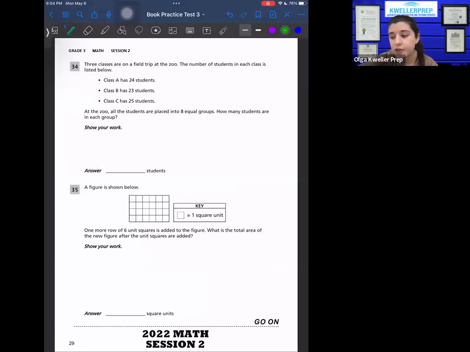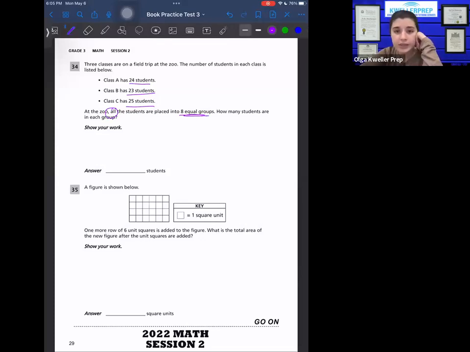Okay, so with the short answers, our strategy changes a little bit because we don't have options, right? We don't have a situation where I can eliminate things anymore. So instead, we now have to actually solve the question fully. So we have 3 classes on a field trip at the zoo. The number of students in each class is listed below. Class A has 24, Class B has 23, and Class C has 25. At the zoo, all the students are placed into 8 equal groups. How many students are in each group?